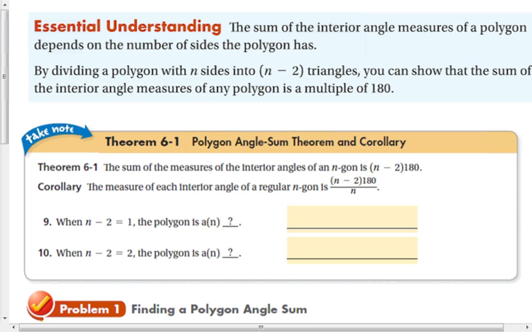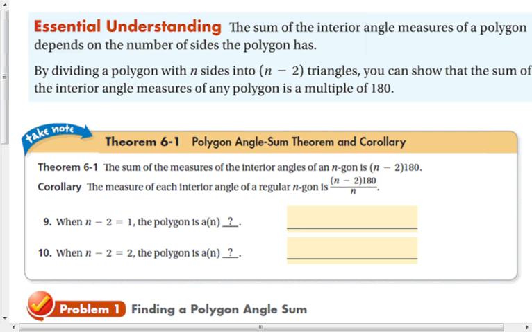Okay, so the sum of the interior angle measures of a polygon depends on the number of sides the polygon has. You can divide a polygon with n sides into n minus 2 triangles. Each triangle has 180 degrees, so if you multiply the number of triangles you can divide a polygon into by 180, you get the number of degrees in the interior angles.